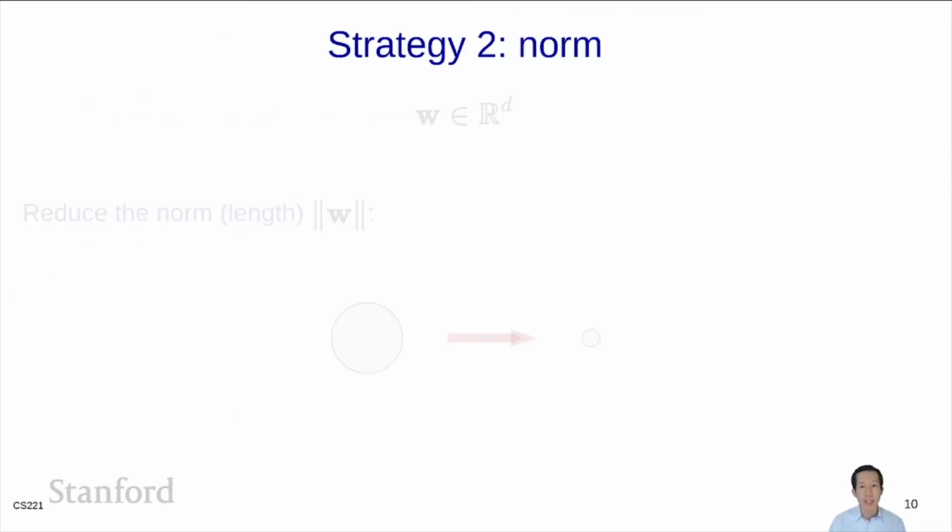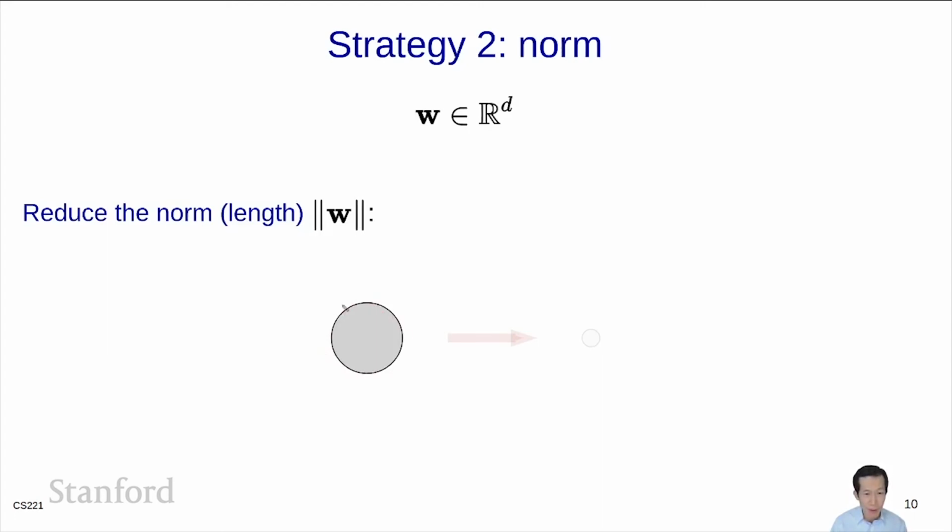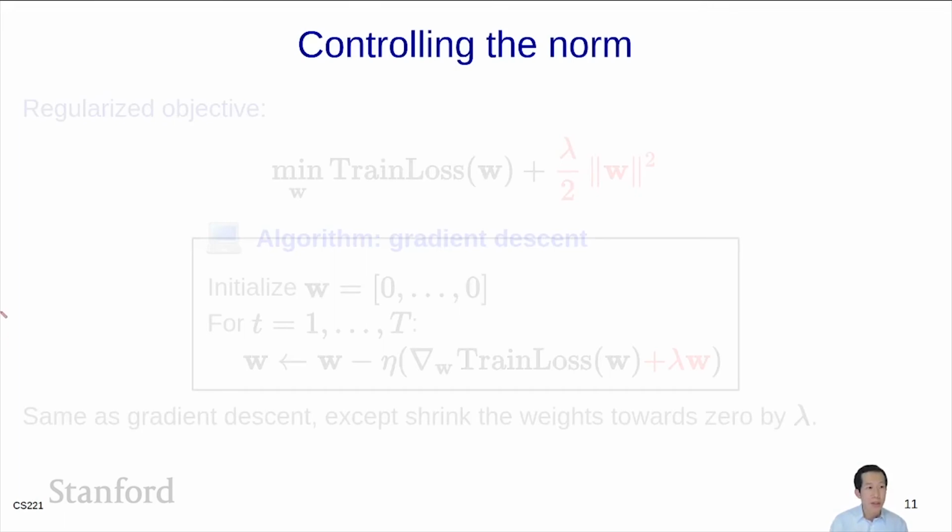So the second strategy is controlling the norm or the length of the weight vector. So we can reduce the norm or the length. Visually, this looks like if you have a set of weight vectors which are bounded in length, you can shrink the length, and that results in a smaller circle, which is clearly a smaller number of weight vectors. And so this is probably the most common way to control the norm. So there are two ways to do this.